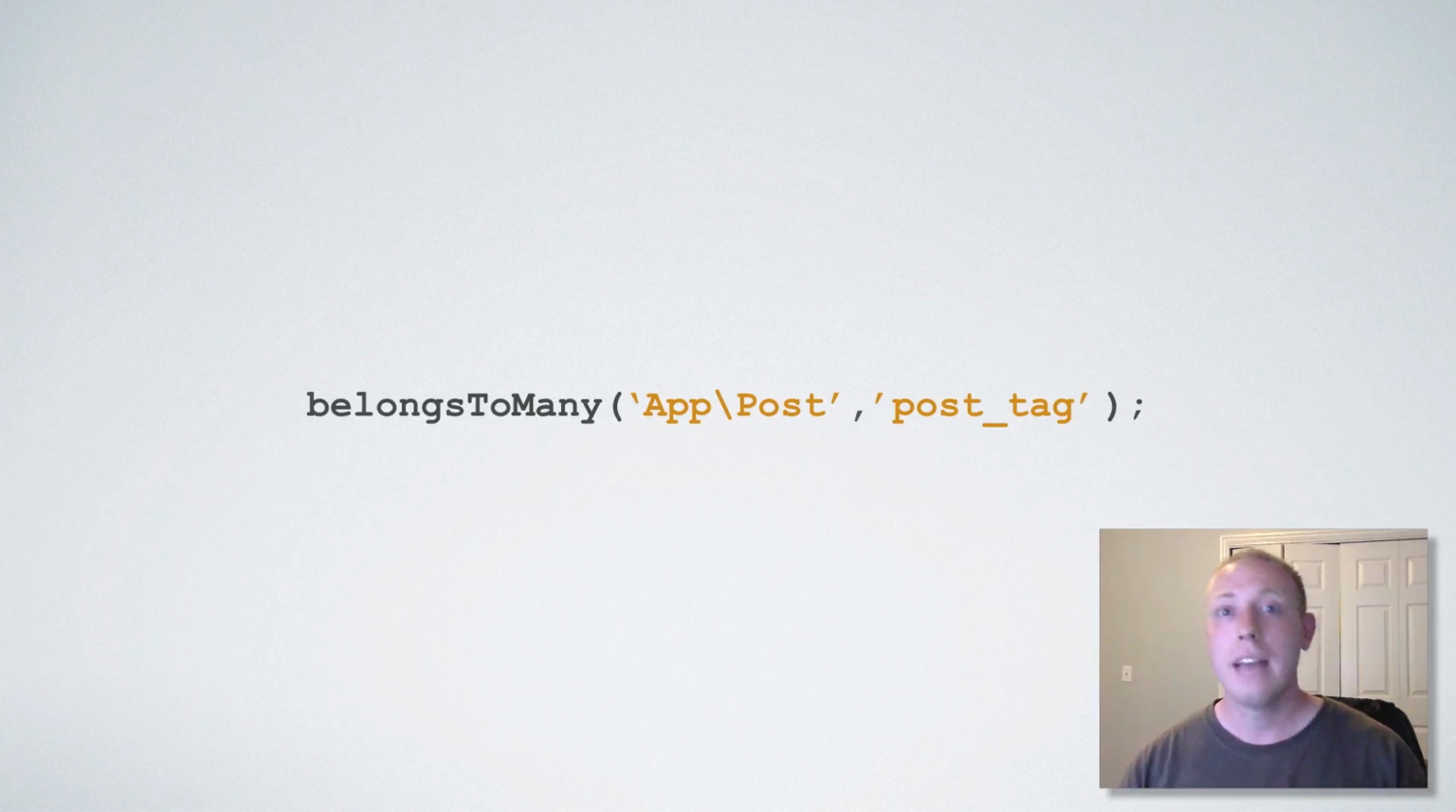post_tag, okay? The reason for that is because that's in alphabetical order. So the P in post comes before the T in tag in the alphabet, okay? So we just put post_tag, the name of the two models in alphabetical order.